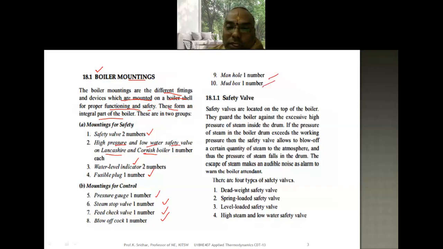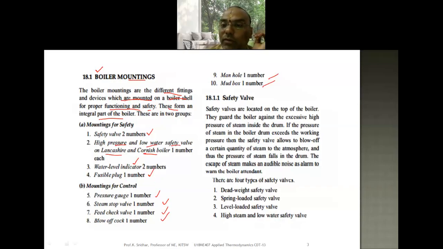These are very essential things to operate the boiler. Without a pressure gauge, you cannot know how much pressure is being generated inside the boiler. Similarly, the steam stop valve is very essential, because how much steam is to be supplied to the given application depends upon the steam stop valve. The feed check valve is very essential because it controls how much water is to be supplied to the boiler. Similarly, the fusible plug and blow off cock, all these are very essential boiler mountings.